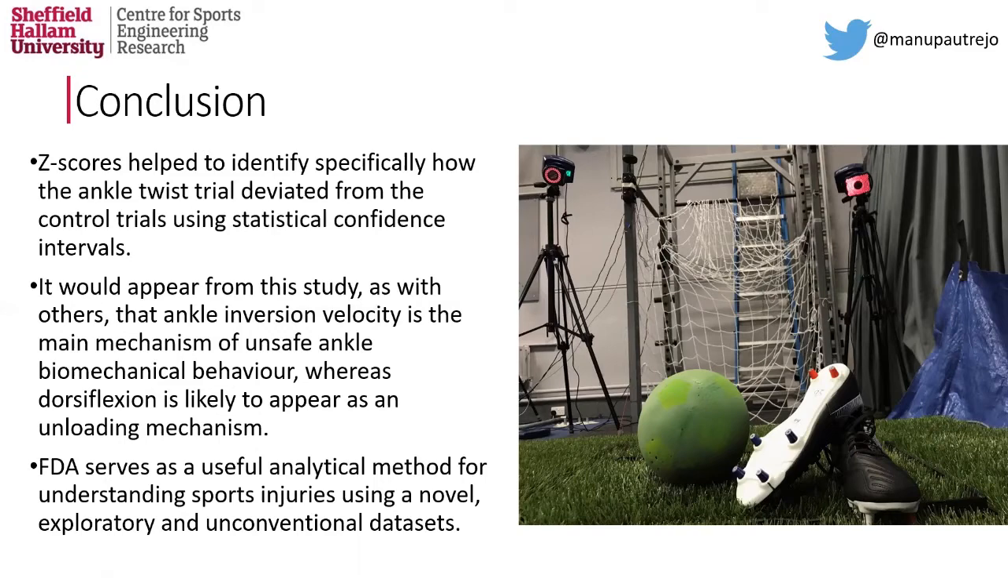Functional data analysis serves as a useful analytical method for understanding sports injuries using novel, exploratory, and unconventional datasets, aiding athletes and coaches to identify high-risk scenarios in the daily training environment. Functional principal component analysis can help to identify potential mechanisms behind injury during sudden changes of direction in real sports environments, aiding coaches and sports scientists to determine if changes in movement technique can increase the risk of injuries.